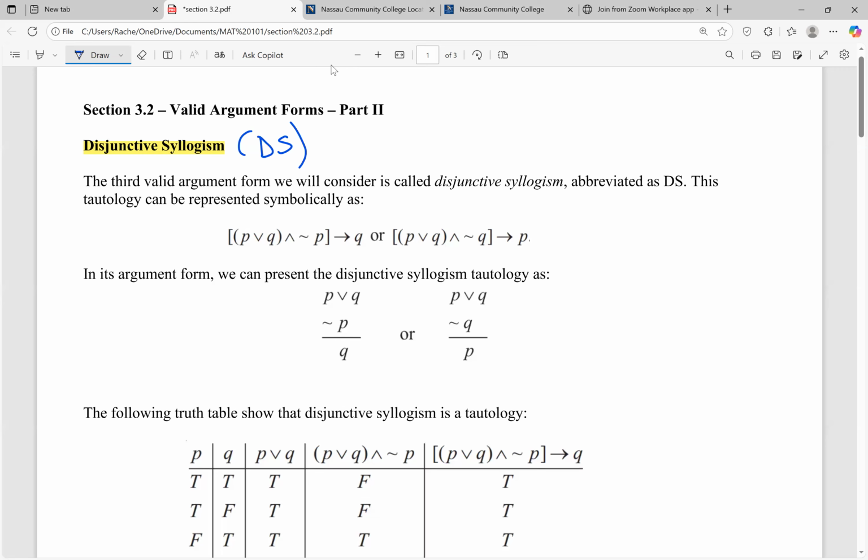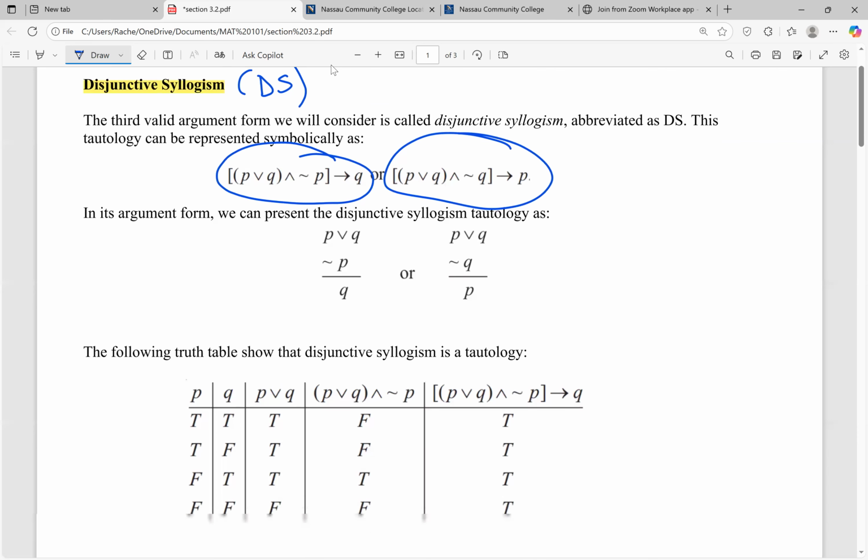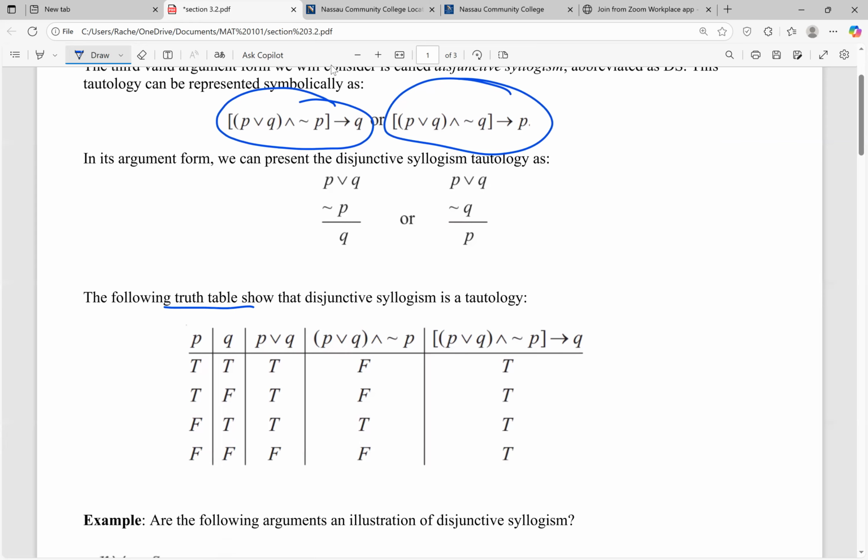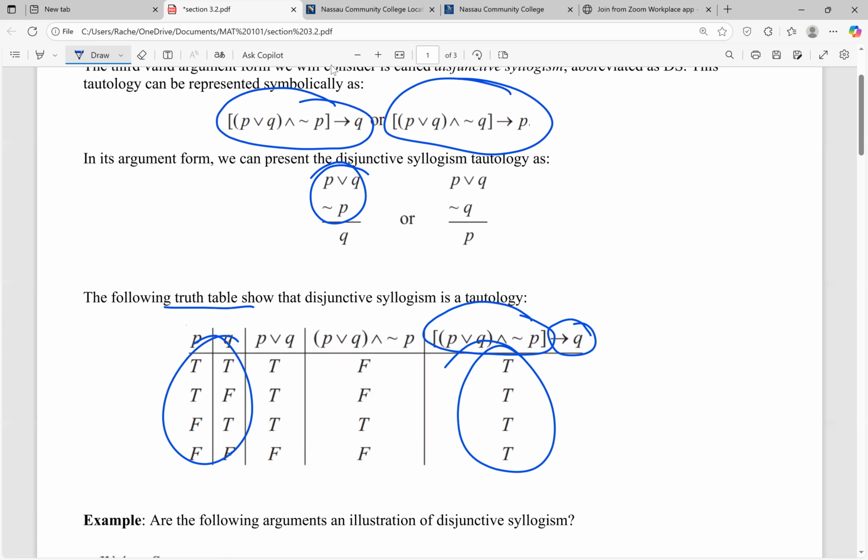Symbolically, this tautology can be represented as P or Q and not P. So if P or Q and not P, then we can conclude Q. Or we have if P or Q and not Q, then P. If we look at it from a truth table perspective, if we take our premises, P or Q and not P, implies Q, my conclusion is Q. The truth values are always true, regardless of what P and Q are. So we have a tautology.